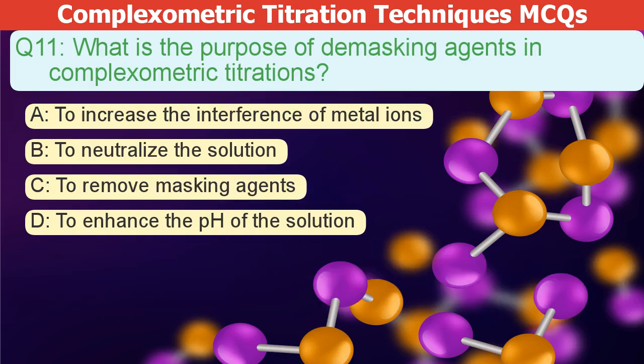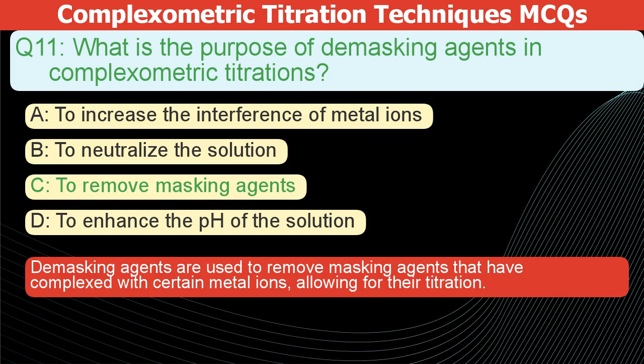What is the purpose of demasking agents in complexometric titrations? A. To increase the interference of metal ions. B. To neutralize the solution. C. To remove masking agents. D. To enhance the pH of the solution. The correct answer is C. Demasking agents are used to remove masking agents that have complexed with certain metal ions, allowing for their titration.